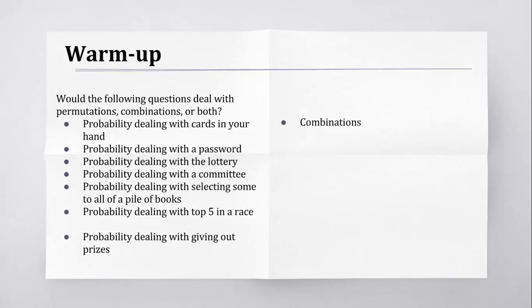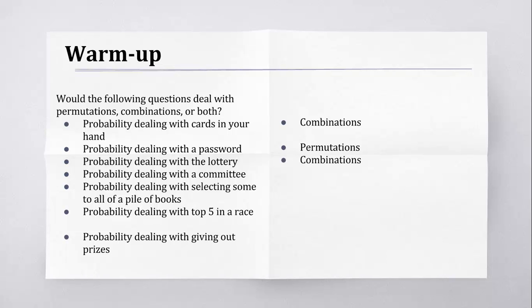So probability dealing with cards in your hand is combinations. You can argue it's permutations if you're talking about the order that you're getting them, but technically whenever you're dealing with cards, it really doesn't matter what order you get them. You've got the cards in your hand, you can shuffle them in your hand. It's a combination. Probability dealing with a password is a permutation. With a password, order matters, so it really has to be a permutation.